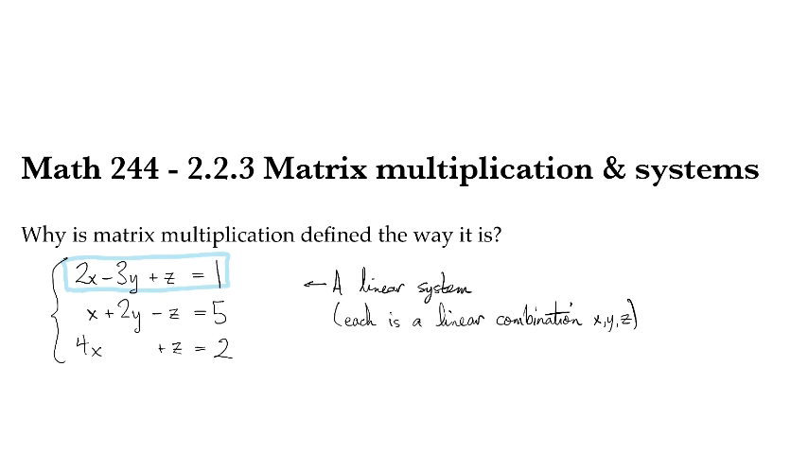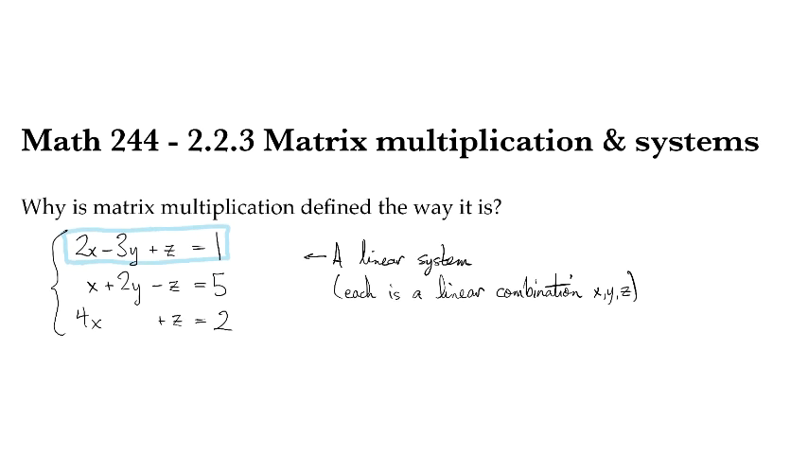So to see the relationship with matrices, let's take the coefficient matrix of this system. I'm just going to extract the numbers that appear in the way that it's written. So for the coefficients of x, I have 2, 1, and 4. For the coefficients of y, I have -3, 2, and 0, since it doesn't appear in the third equation. And for the coefficients of z, I have 1, -1, and 1.